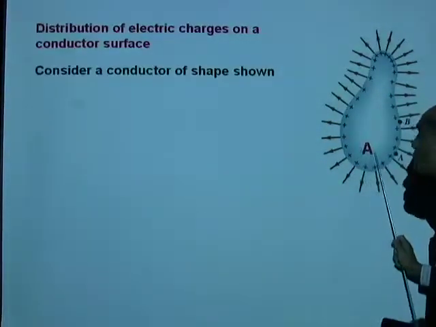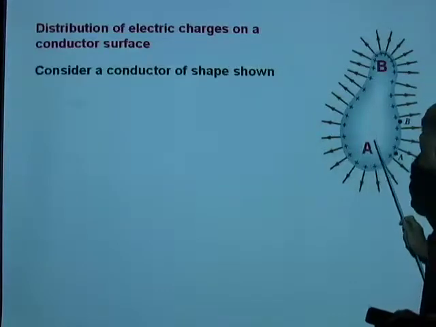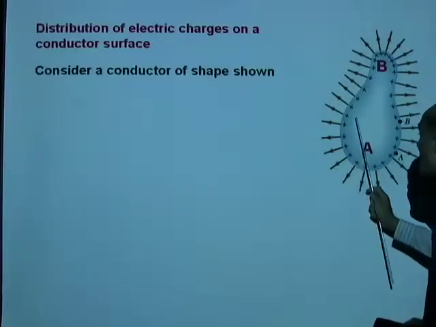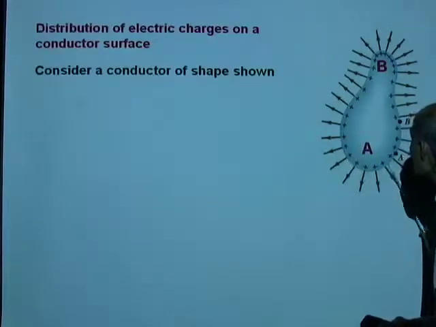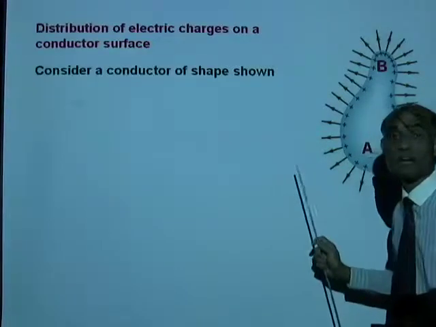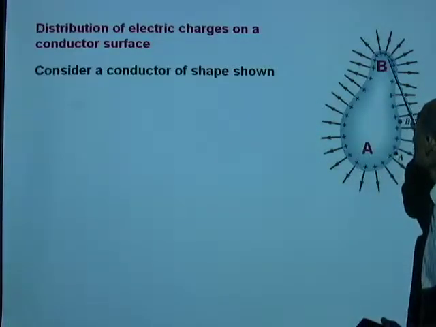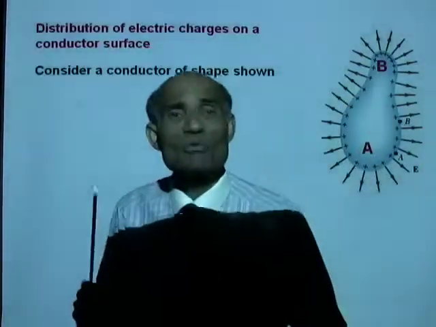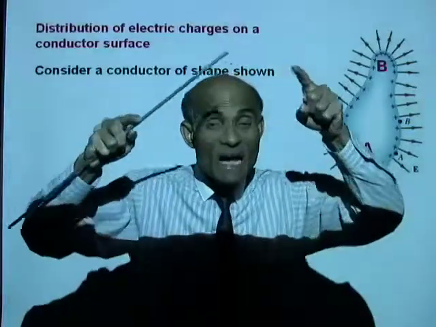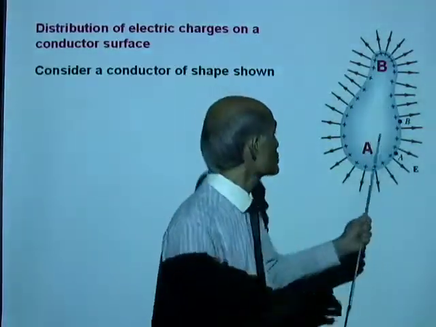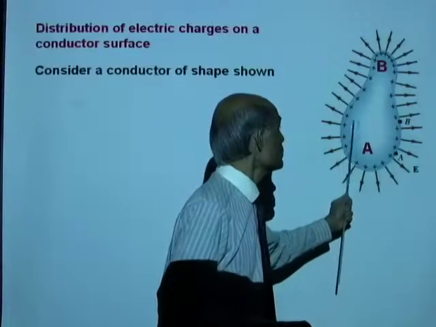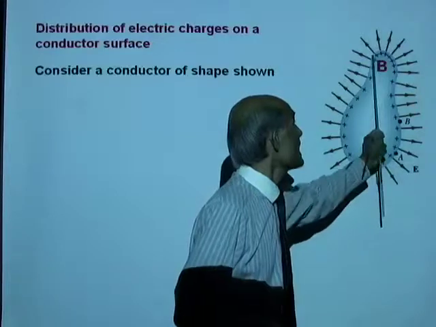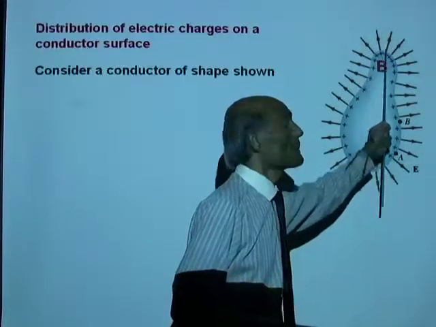Now let's consider two regions of that conductor. This is region A and that is region B. Region A is part of a sphere of a certain radius. Tell me, which of the regions, A or B, has a bigger radius? A has a larger radius. If you construct a sphere around region A, the radius of that sphere will be greater than the radius of the sphere at B.